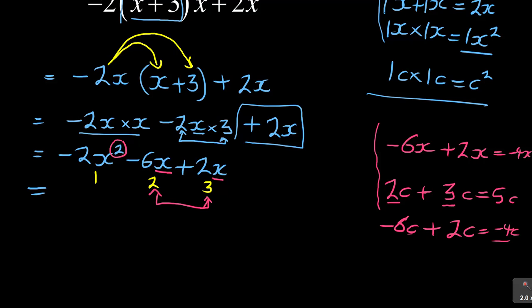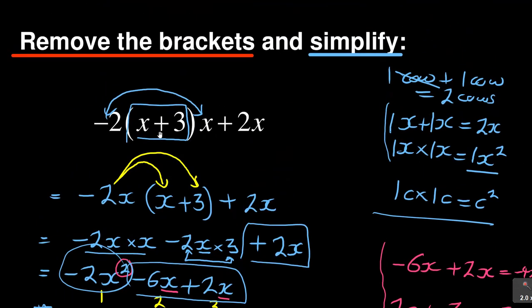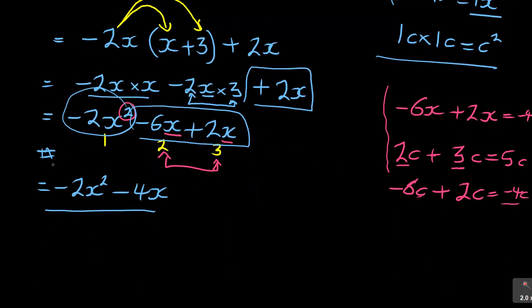So what you have here is negative 2x squared, because there is nothing common with that part. And then at the end of the day, we managed to simplify that to give us minus 4x. The question was, number 1, we need to open the bracket, remove the bracket, and simplify. So we have managed to remove the bracket and we simplify.